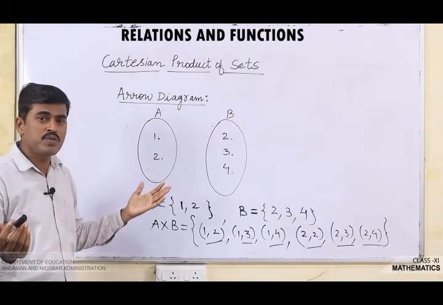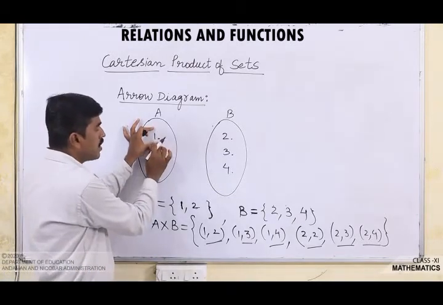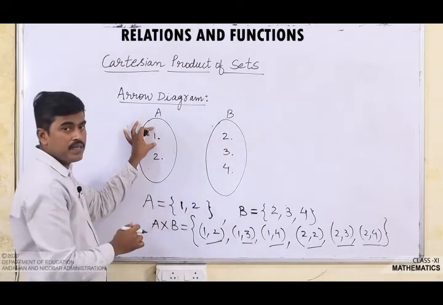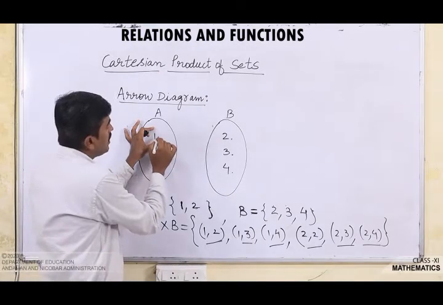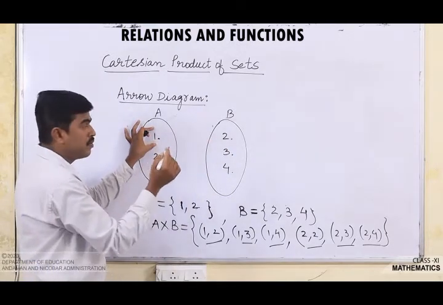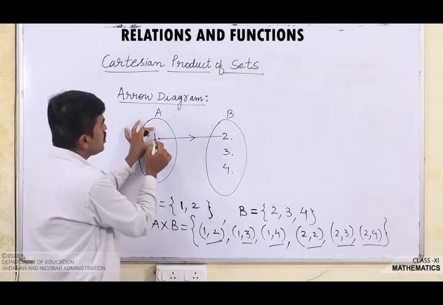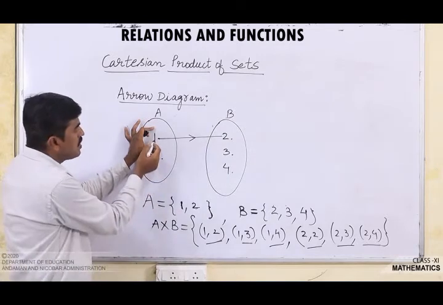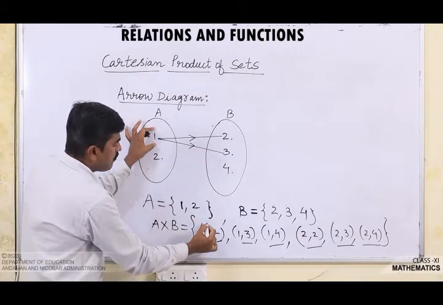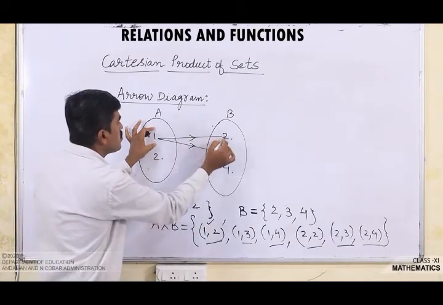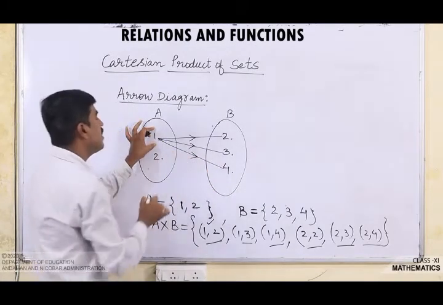So what we have to do now? Arrow diagram means we have to draw arrows. So we have to connect this 1 to all the elements of the set B. That means we have to make pairs. So we connect 1 to 2 using an arrow. So 1 gets connected with 2. Then 1 gets connected with 3. This is the first ordered pair 1, 2, then 1, 3. Then 1 gets connected with 4. This is the arrow diagram.